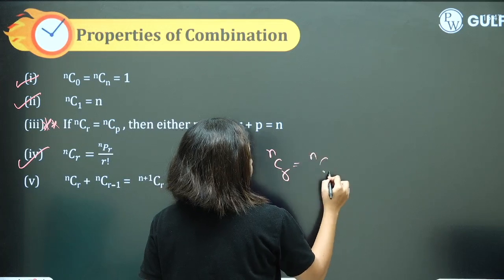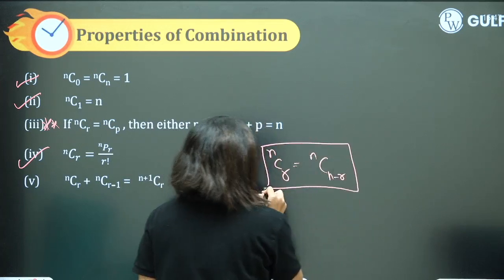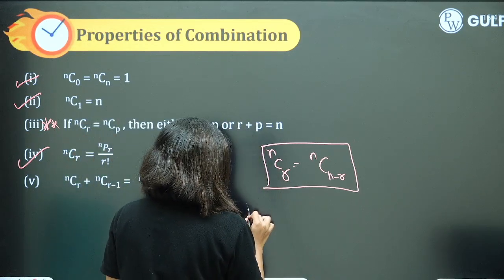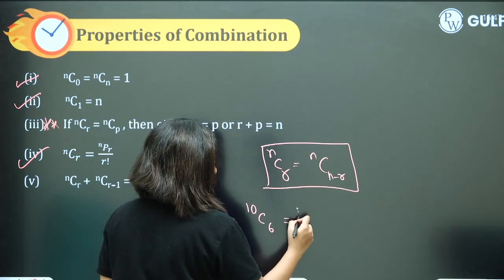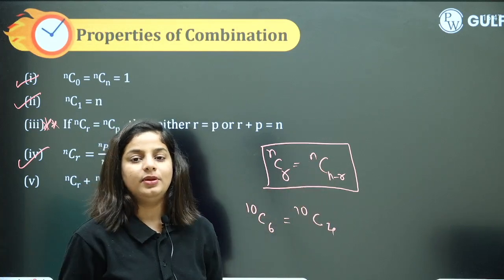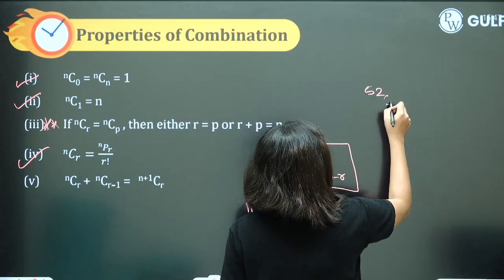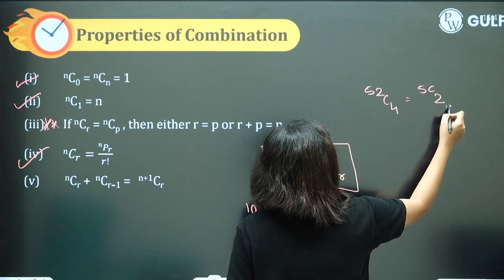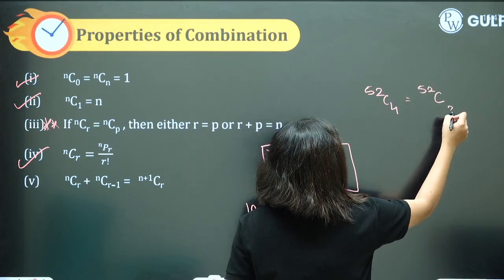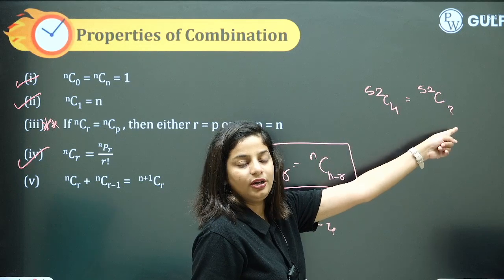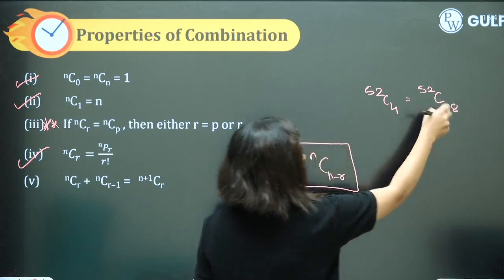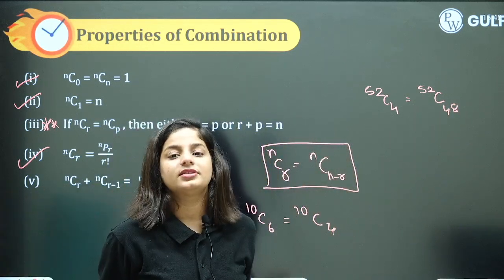nCr is equal to nC(n minus r), guys. Combination has this symmetric, palindrome kind of property, meaning 10C6 will be equal to 10C(10 minus 6), that is 10C4. So 10C6 and 10C4 will be equal. Similarly, 52C4, if I put a question mark, will be equal to what? You will simply do 52 minus 4, which is 48. I say 52C4 is equal to 52C48.